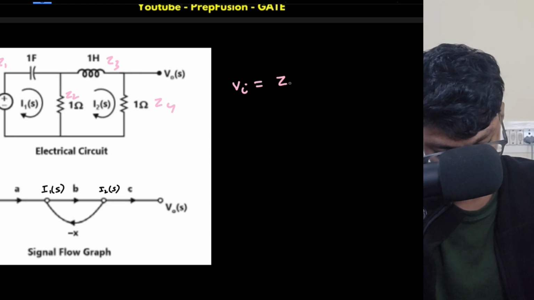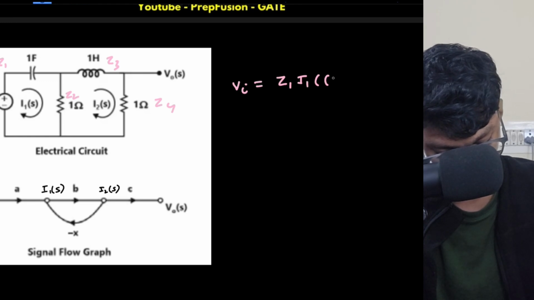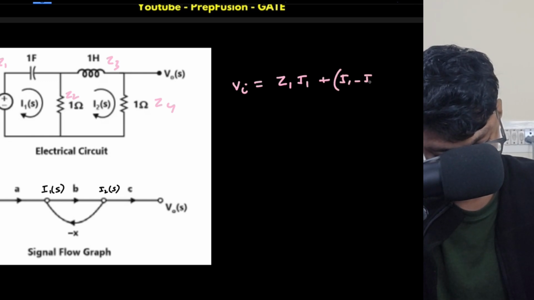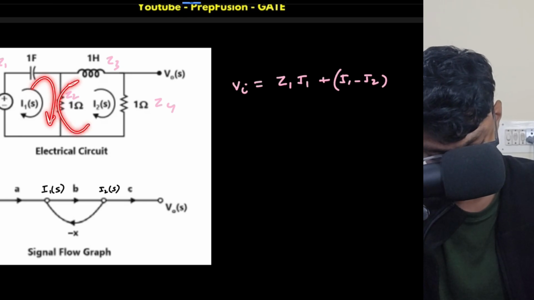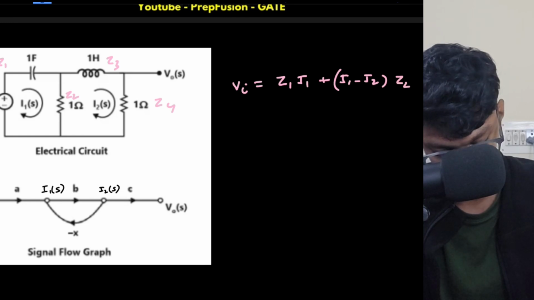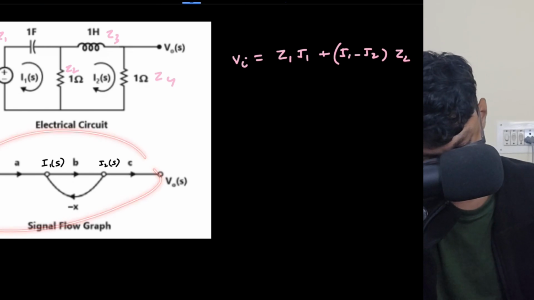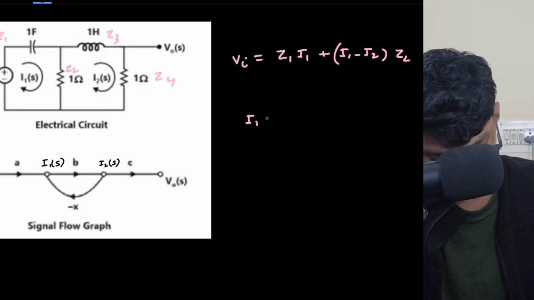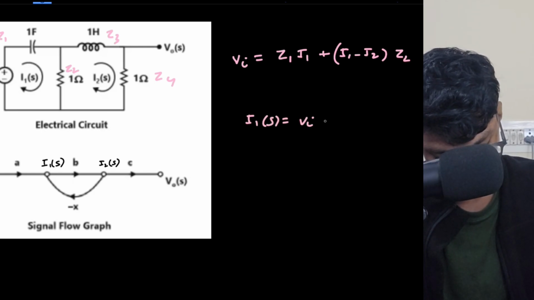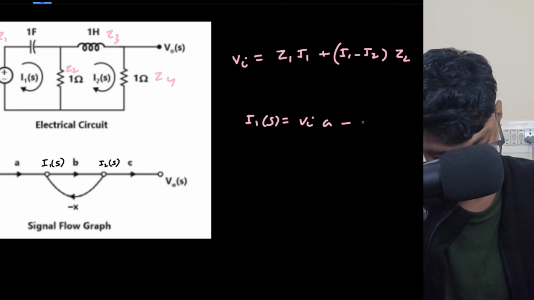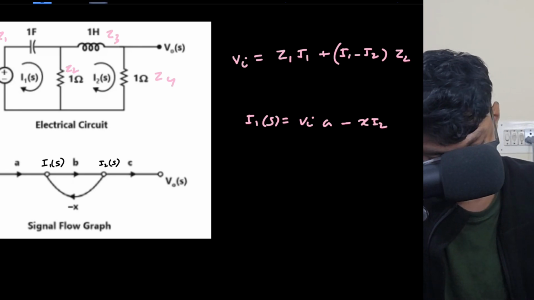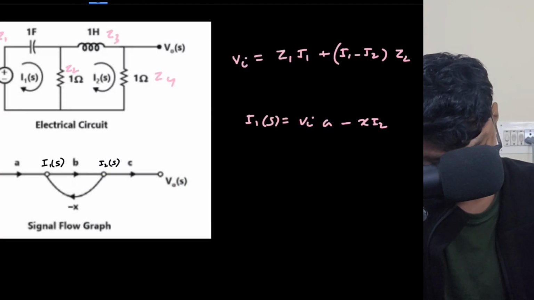Later on I will change the values. So it will be Z1 into I1 of S, everything is a function of S, I will not write that, plus I1 minus I2, because here I1 is in this direction, I2 is in this direction, so it will be I1 minus I2 into Z2. This is my first equation, correct? So here am I getting any similar equation? Here my I1 of S equals VI into A minus X into I2, correct? That is what my I1 is equal to. So I can write the same thing here.